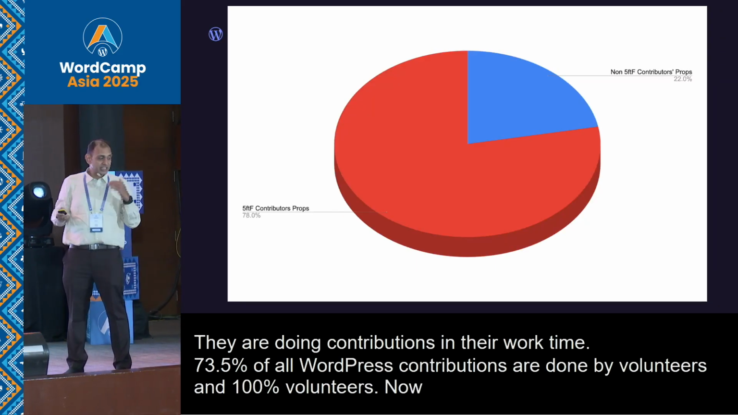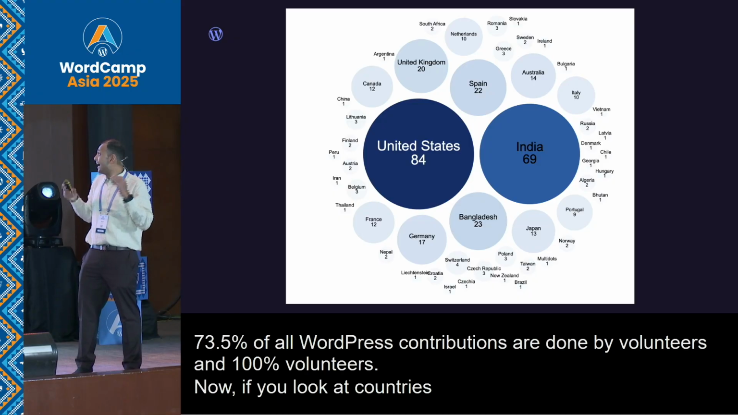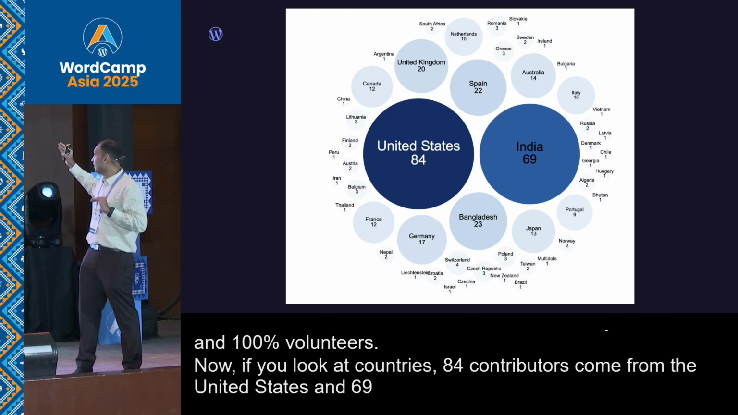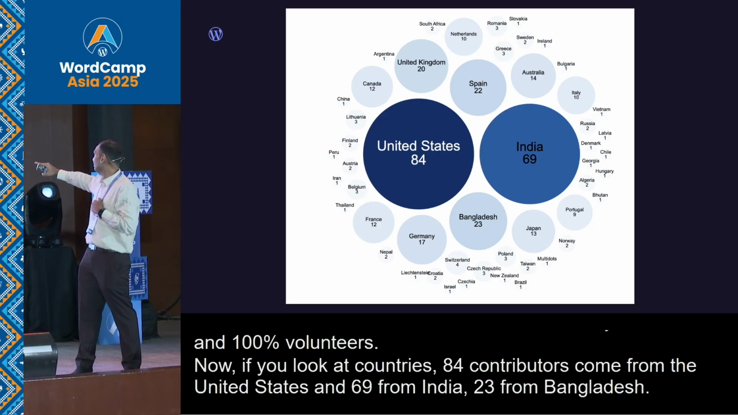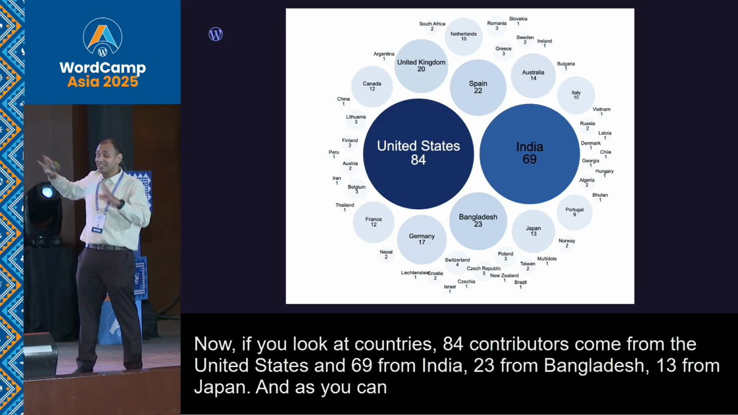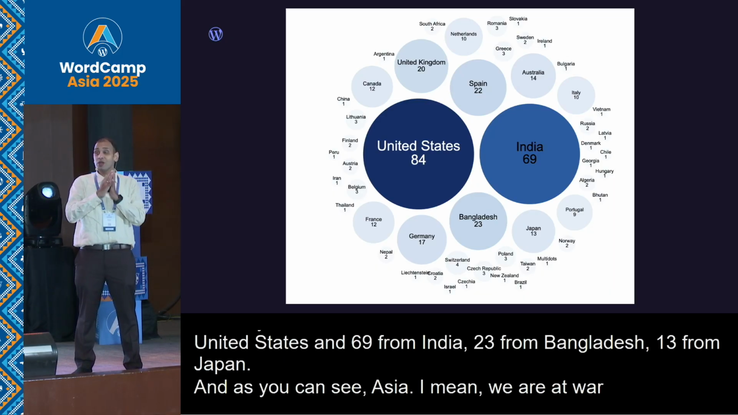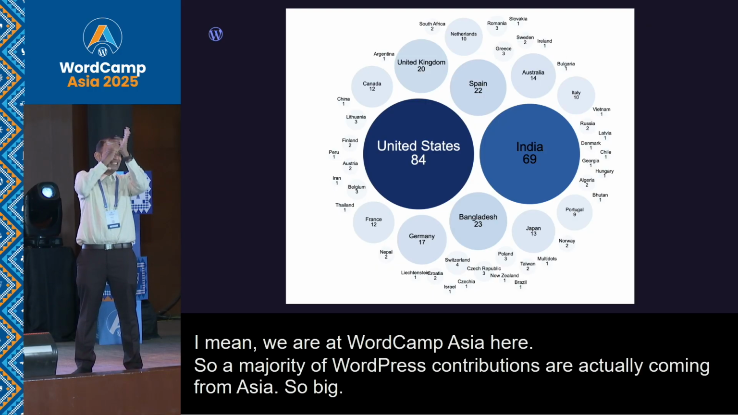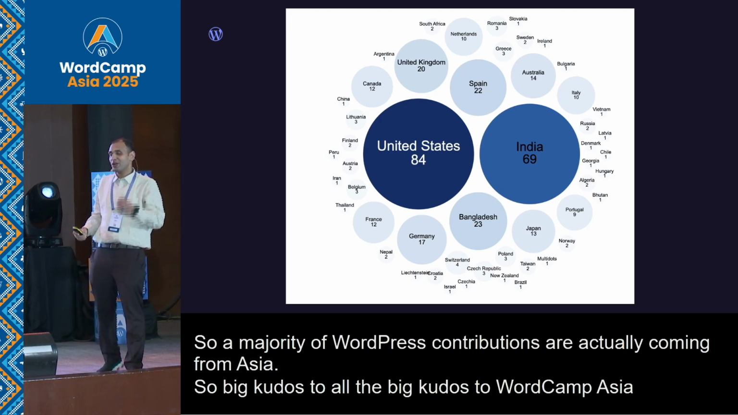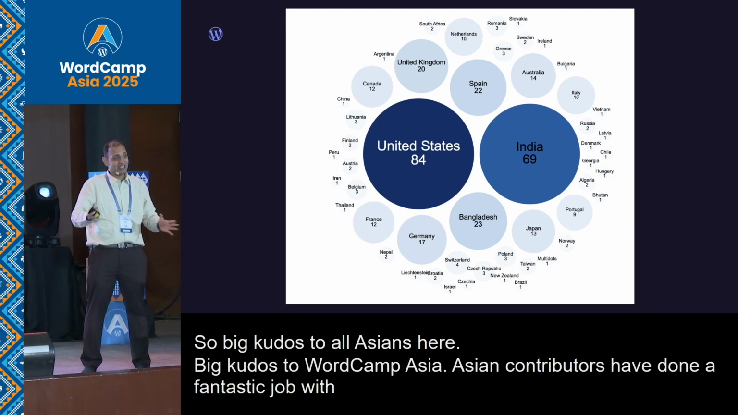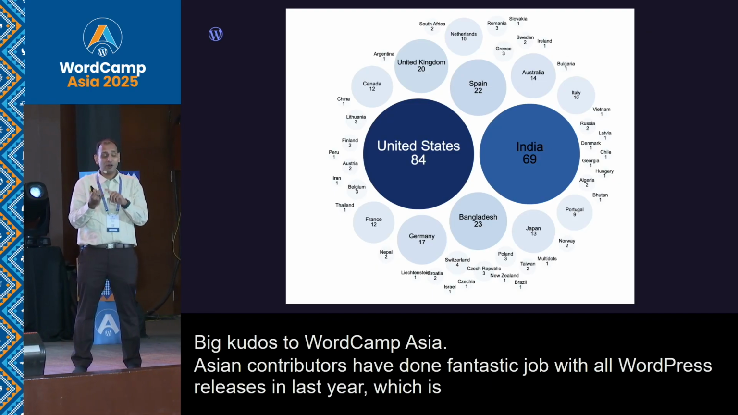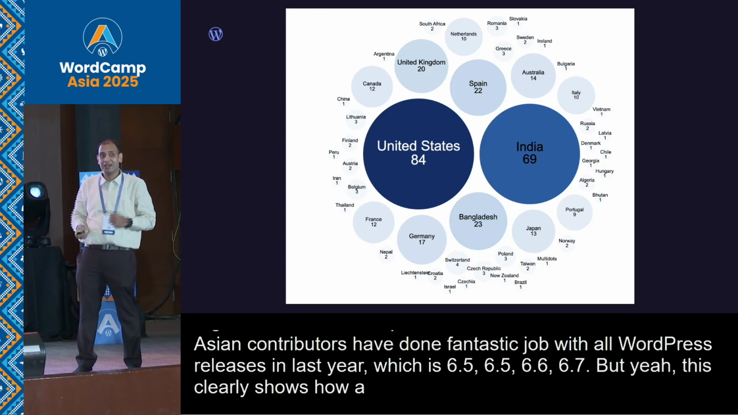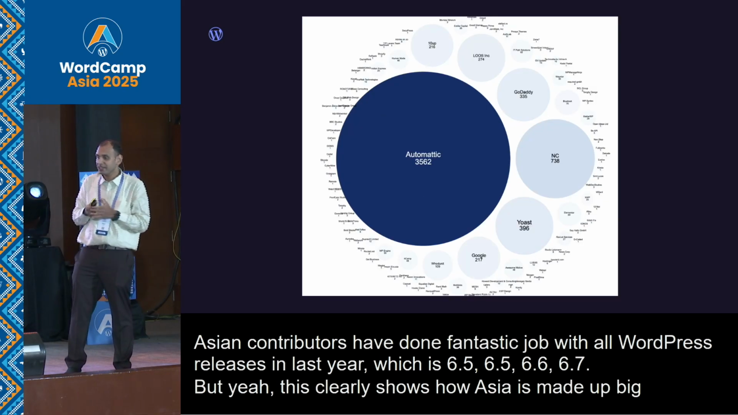Now, if you look at countries, 84 contributors come from the United States, 69 from India, 23 from Bangladesh, and 13 from Japan. As you can see, Asia... I mean, we are at WordCamp Asia here, so a majority of WordPress contributions are actually coming from Asia. Big kudos to all Asians here. Big kudos to WordCamp Asia. Asian contributors have done a fantastic job with all WordPress releases in the last year, which are 6.5, 6.6, 6.7. But yes, this clearly shows how Asia has made a big presence in WordPress contributions.